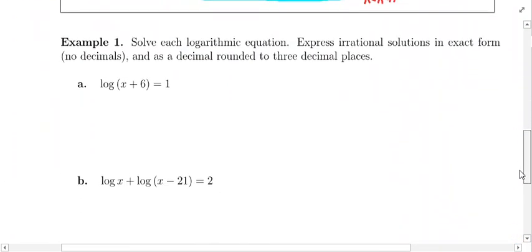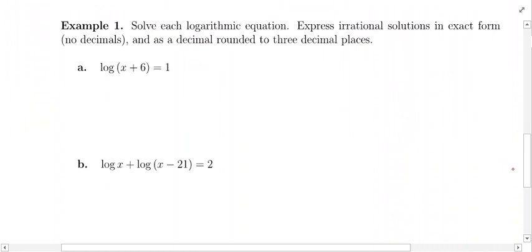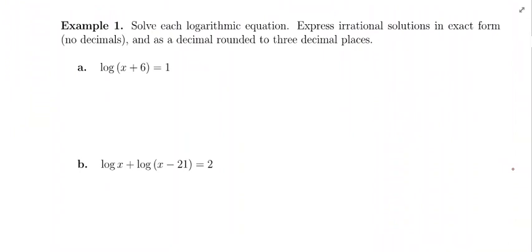All right, so in example 1, it says solve each logarithmic equation. Express irrational solutions in exact form, which means no decimal answers, and also give it as a decimal rounded to 3 decimal places, after the decimal point. Sometimes with these logarithmic equations, you can get some crazy looking answers. You should be able to give an exact answer, meaning no decimals, and then also give the decimal approximation.